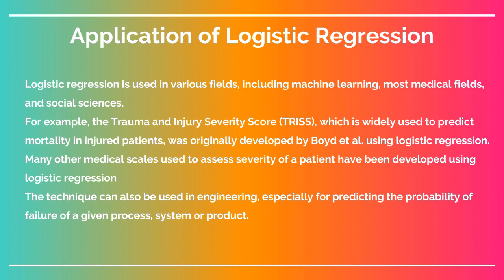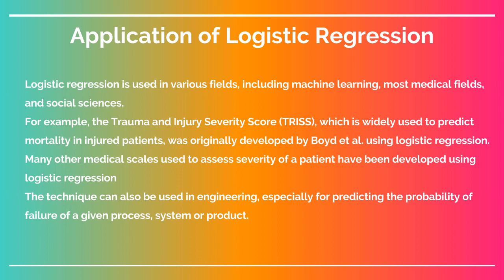Now we discuss some applications of logistic regression. Logistic regression is used in various fields, including machine learning, most medical fields, and social science. For example, you can classify variables in machine learning by using logistic regression, or the Trauma and Injury Severity Score, TRISS, which is widely used to predict mortality in injured patients, was originally developed by Boyd et al. using logistic regression. Many other medical scales used to assess the severity of a patient have been developed using logistic regression.